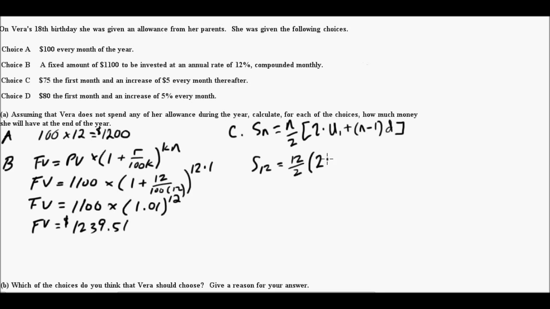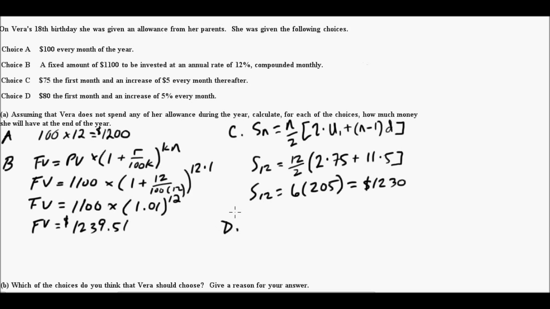times 2 times the first term, 75, plus 11. 12 minus 1 is 11. And then d, what's d? 5. Okay, so it's only going up by 5 per month, but it will add up quickly. So the sum of the first 12 is going to be 6 times, that's 150, 205, right? I should probably use the calculator, and so that's going to be $1,230. Okay, so that is actually lower than the one before, so we don't want that one. It's actually lower than part B.